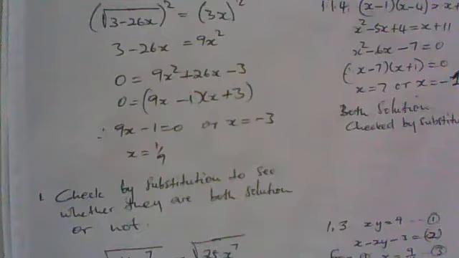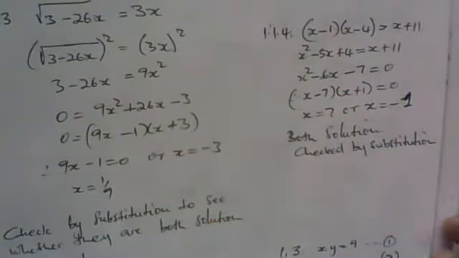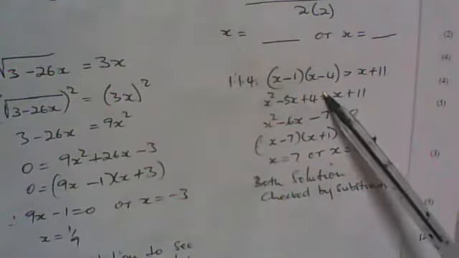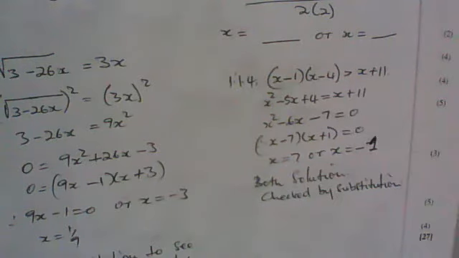So let's move again to 1.1.4. Here you have the two factors, and that is greater than that. What do we do?